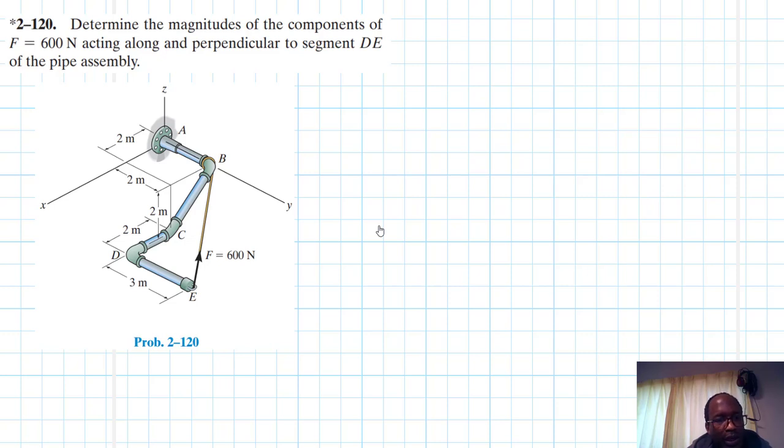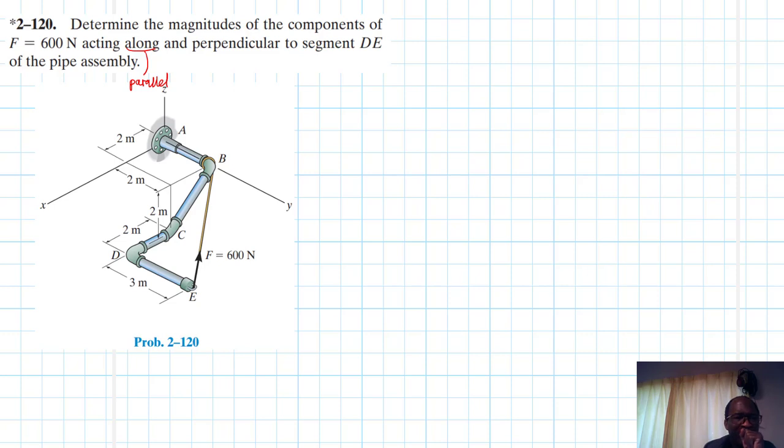Hello, I welcome you all to this another interesting screencast where we're going to be solving this engineering mechanics problem, and it reads: determine the magnitudes of the component of F equal to 600 newtons acting along, which can also mean parallel, and perpendicular to segment DE. So we want to find components of this force vector F parallel to DE and perpendicular to DE.